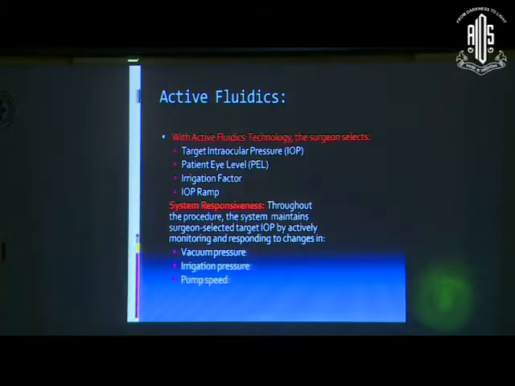So with active fluidics technology, the surgeon selects the target IOP, the patient eye level, irrigation factor, and IOP ramp. And the system responds throughout the procedure, maintaining the surgeon-selected target IOP by actively monitoring and responding to the changes in vacuum pressure, irrigation pressure, and the pump speed.